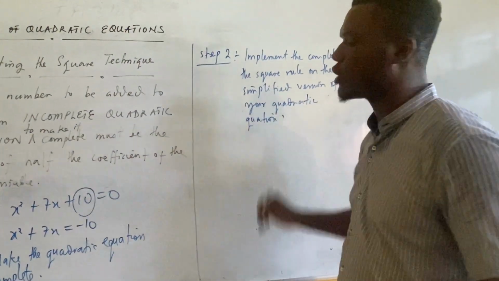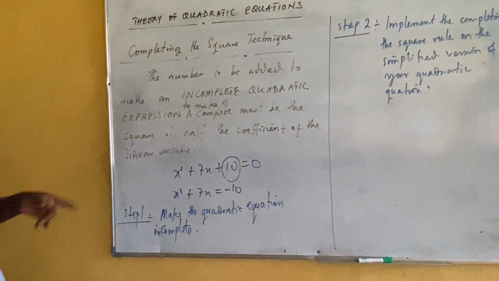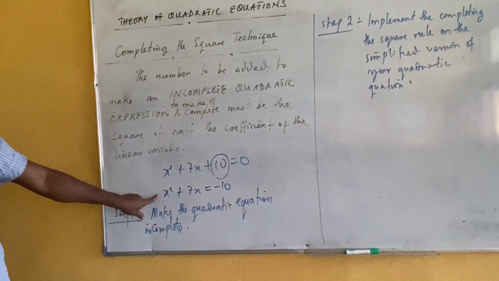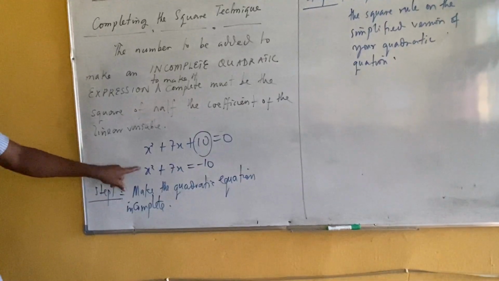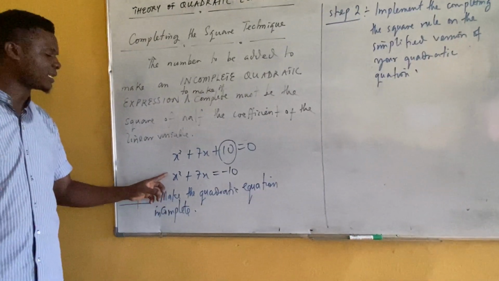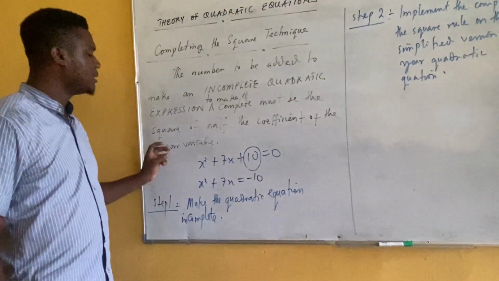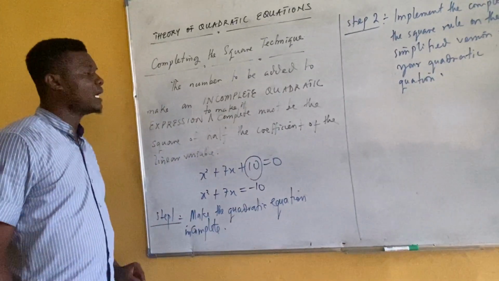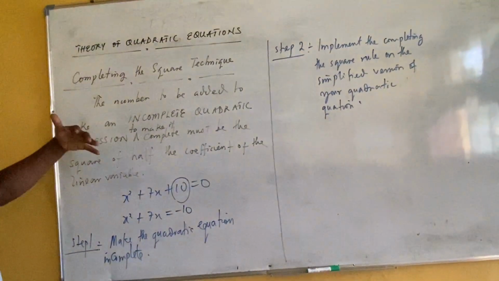In using the completing the square rule, you must ensure that your quadratic equation just after step 1 is simplified. What does that mean? I'm going to generalize what I'm saying here. The coefficient of the quadratic variable in the simplified version must be 1. Okay? If there is a coefficient greater than 1 here, it must be used to divide through, so that 1 will be the simplified version. So in step 1, you make the quadratic equation incomplete by taking away the constant term. And in step 2, you implement the completing the square rule. What is the completing the square rule?